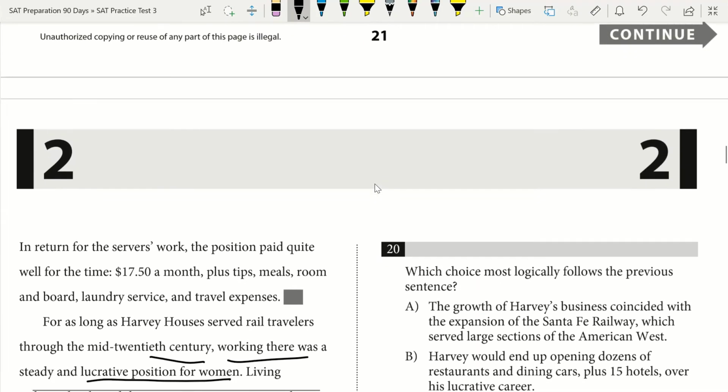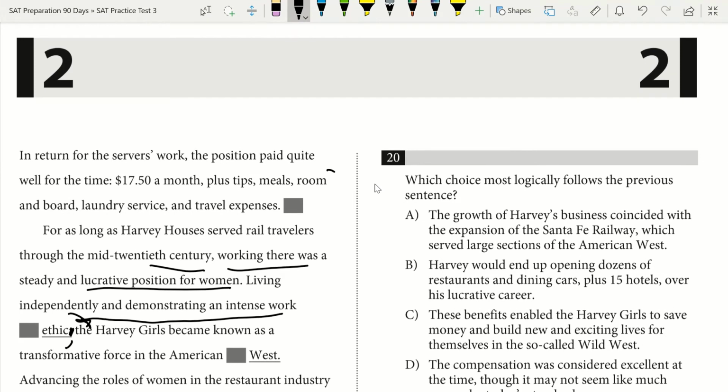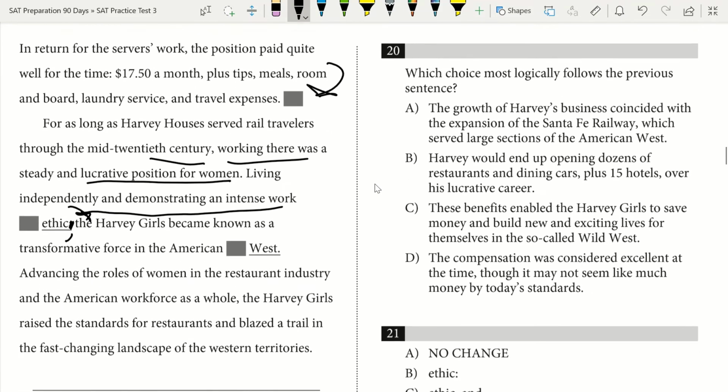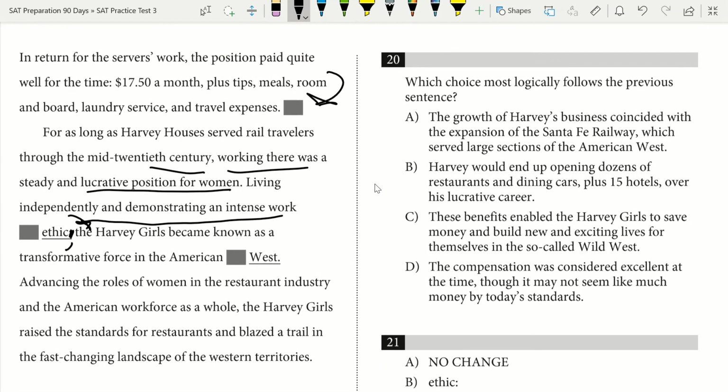Question 20, where's that at? Okay, it's right here. So which choice most logically follows the previous sentence? Okay, well, we just talked about how women were paid well for the time. Now we have the growth of Harvey's business coincided with the expansion of the Santa Fe Railroad, which served large sections of the American West. Nope, that's not what we want to talk about. Harvey would end up opening dozens of hotels and restaurants over his lucrative career. No, because we're talking about the Harvey girls there.